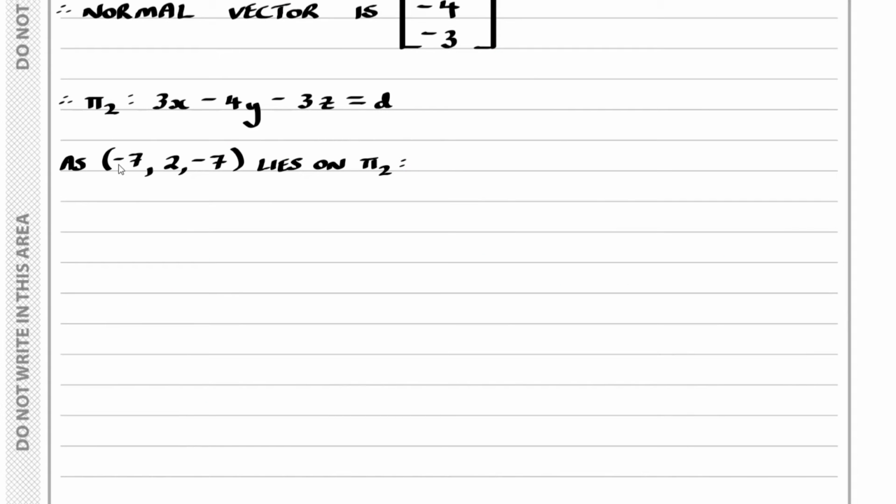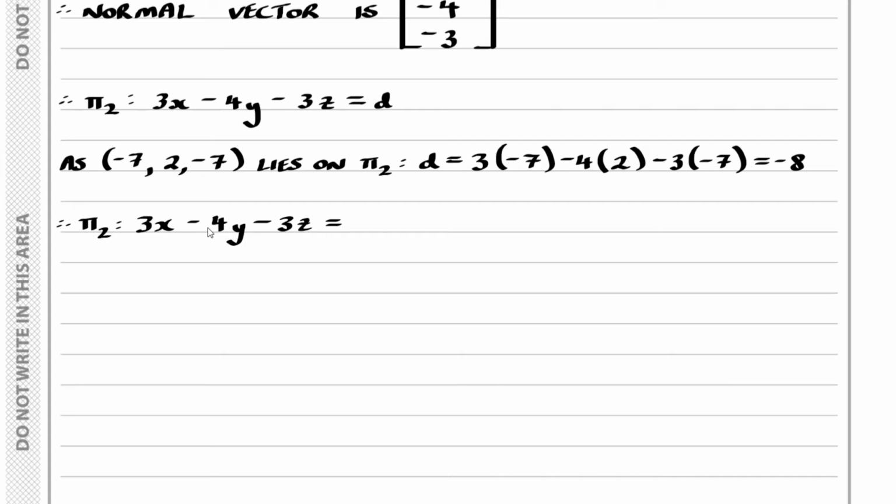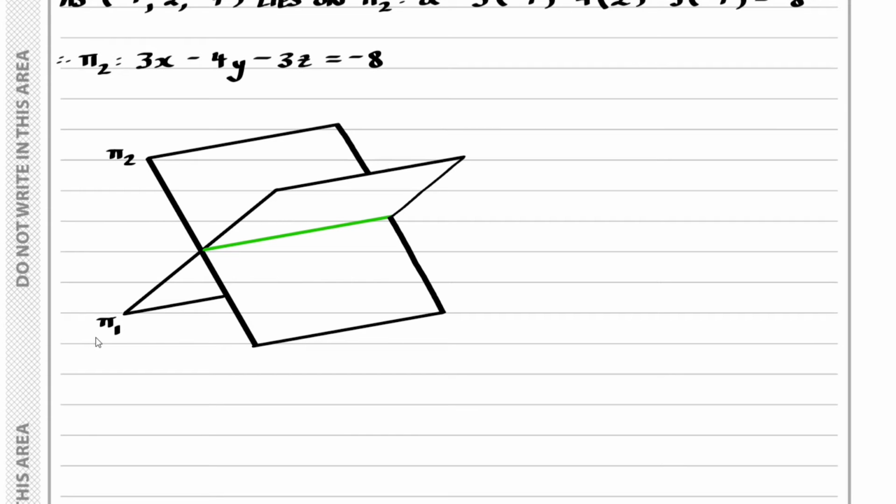Which means then, we can substitute this point in to pi 2 to find out what d is. So, d is equal to 3 multiplied by -7, subtract 4 multiplied by 2, subtract 3 multiplied by -7, and it turns out d is equal to -8, which means pi 2 is given by 3x subtract 4y subtract 3z equals -8. So we have pi 1 and pi 2, and what we need to do is find out the line where they intersect, and that is shown in this green line.